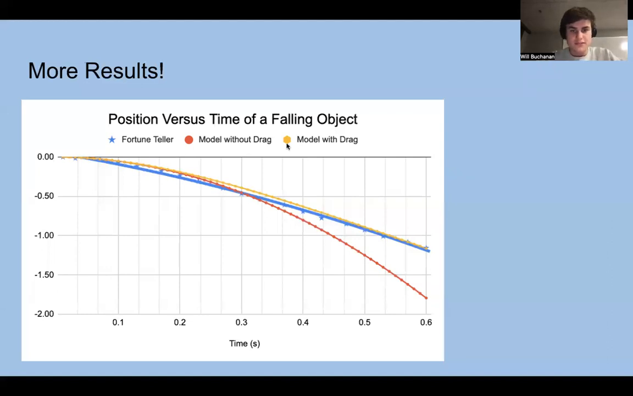And then looking here, we see just real quick the first model where the ball just falls due to gravity, but once we add this arrow, that's taking into account that vertical drag force. So more results. Once we add in the drag, it actually gets very close to the actual fortune teller falling.